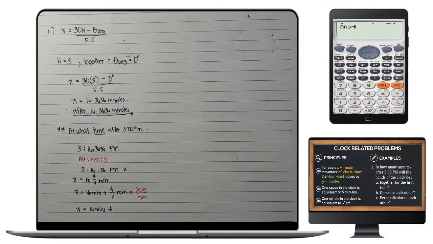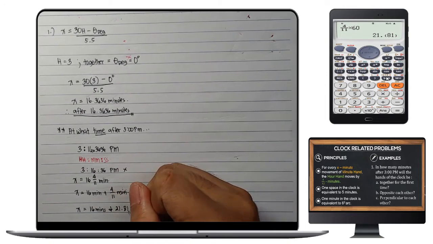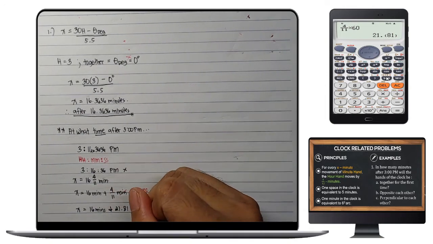So, ito yung remainder natin, yung kalabisan natin sa 16. Let's convert this. Yung pinakaputol, i-convert natin yan into seconds. So 4 over 11 times 60, so that is 21.81 seconds. Okay? So that is 21. So pwede na nating ilagay dyan yung 0.81 seconds.